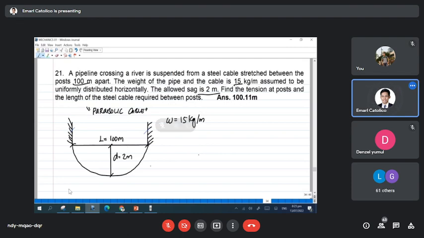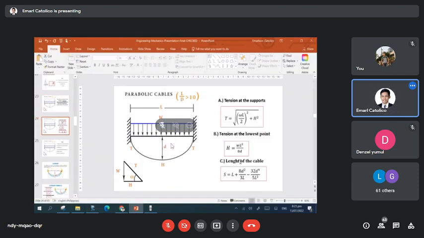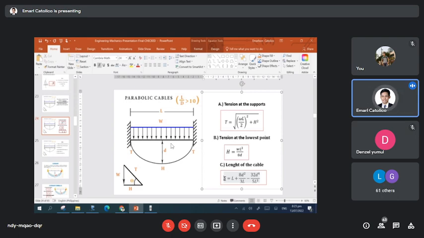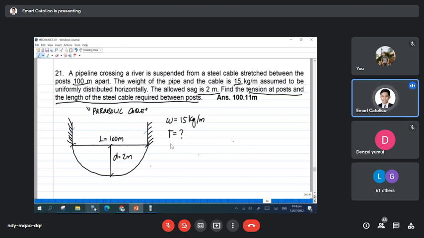Okay, so find the tension at the post and the length of steel cable required between posts. So tension at the post, yan yung T. Then length of steel cable, ano yung length of steel cable? Ano yung symbol natin? Symbol natin is length of the cable, capital S. Yung length ng ating cable. Okay? So, ang hinahanap dito is T and yung S.